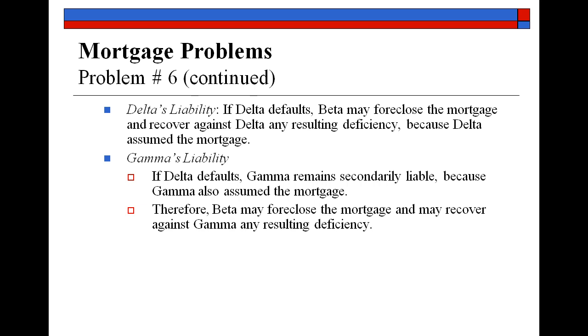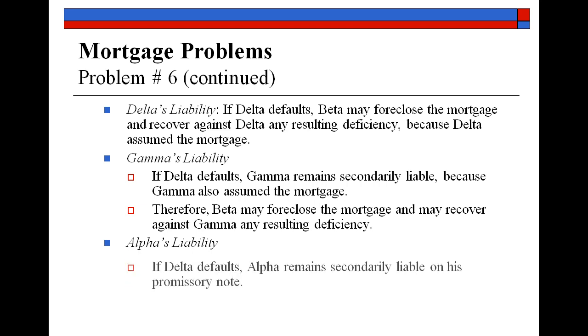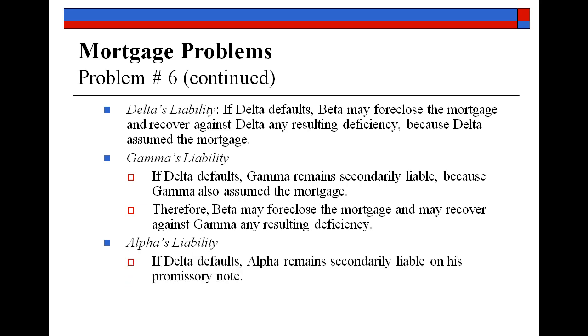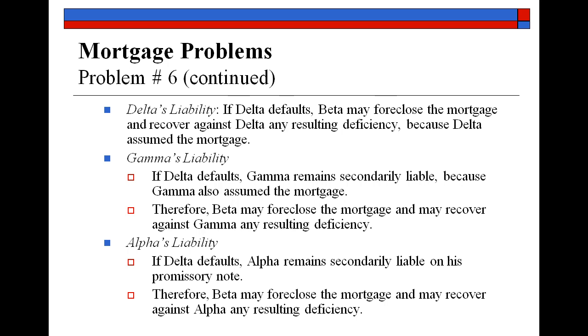Finally, what about Alpha's liability? If Delta defaults, Alpha remains secondarily liable on the promise to pay that Alpha made in the original promissory note. Therefore, Beta may foreclose on the mortgage and may recover against Alpha any resulting deficiency. Remember, of course, that Beta will be entitled to just one recovery, which can be satisfied in this problem from Alpha, Gamma, or Delta.